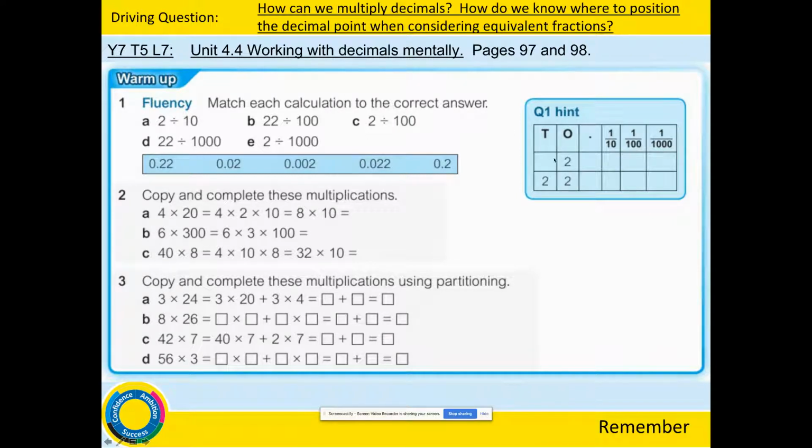For question 1, you can use this table to help you with your division, moving the digits over the right number of places. Okay, press pause, have a good go at this, and then press play when you're ready to go through the answers.